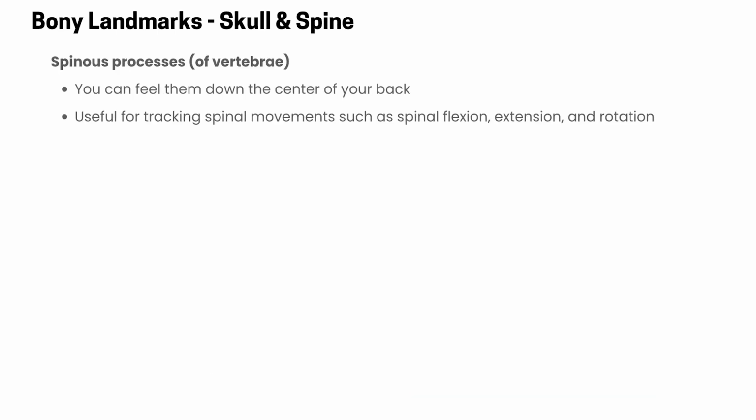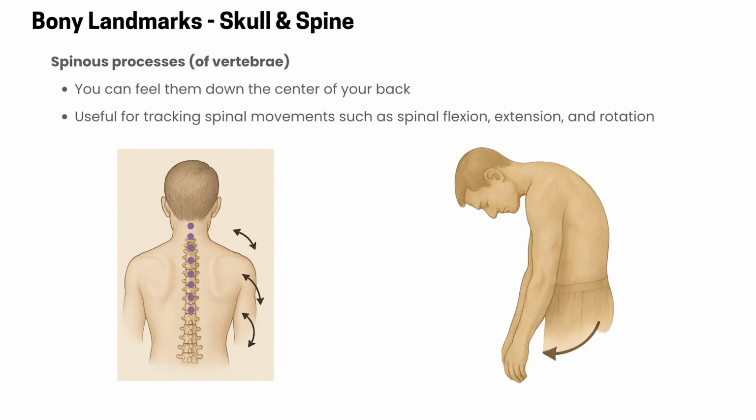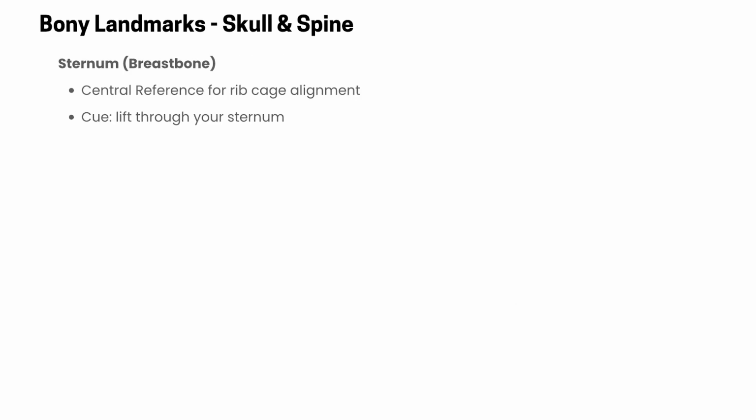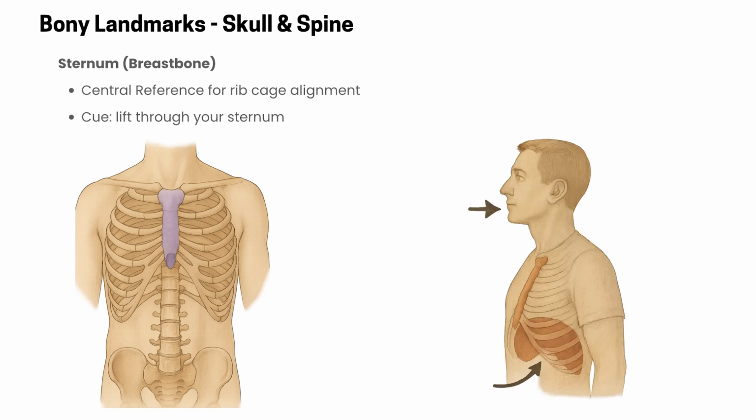Second one is spinous process. You can feel this one down the center of your back. It is useful for tracking spinal movements such as spinal flexion, extension, and rotation. And next one is sternum, known as breastbone. It's a central reference for ribcage alignment. So it is great for cues like lift through your sternum in chest expansion or spine stretch.